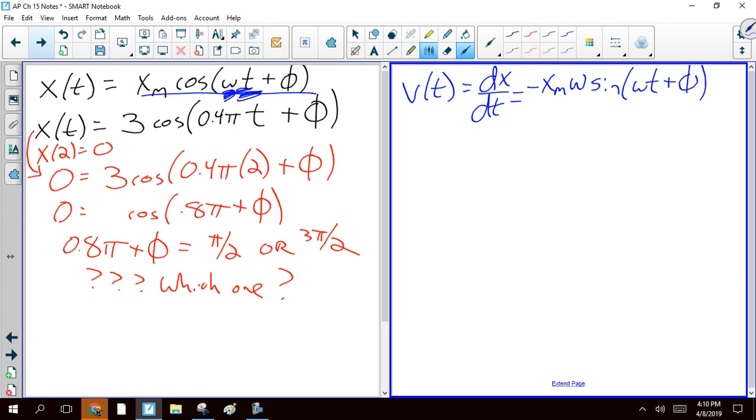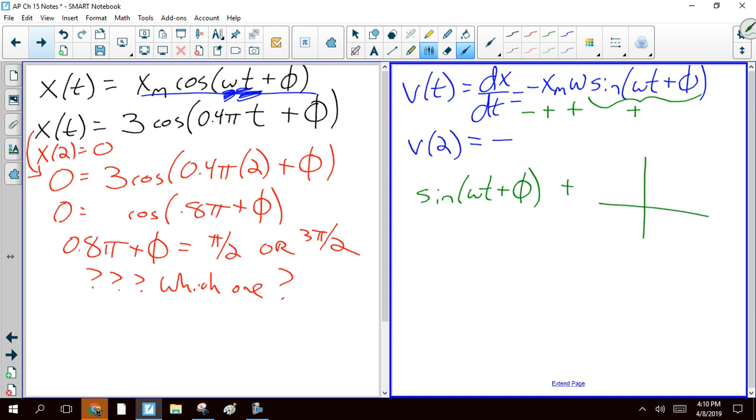And what I want to ensure is that my velocity after 2 seconds is in fact negative. So let's think about this for a minute. Here's what I know. The negative sign is negative. X max is understood to be positive. Omega is positive. So in order for this whole thing to come out negative, I need this to be positive. So sine of omega t plus phi has to be positive. So where is sine positive?